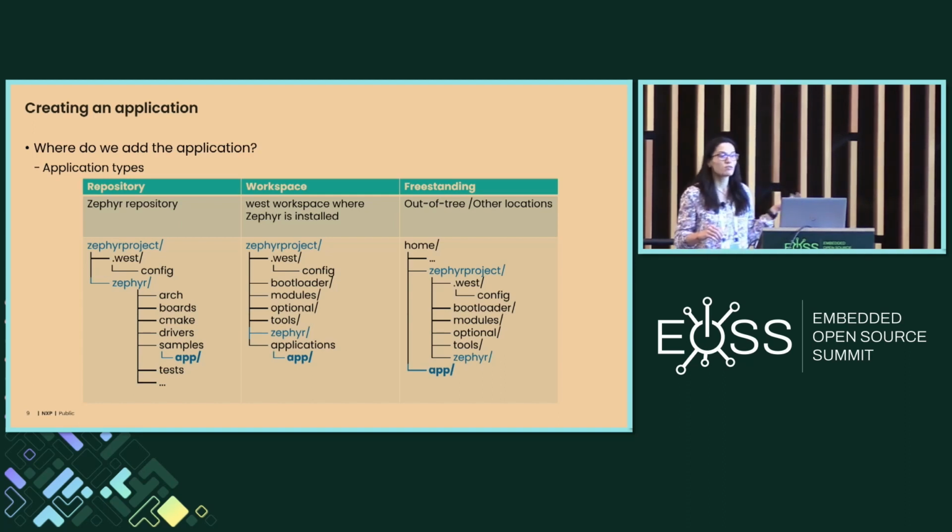On the next few slides, I'm going to show you an application I've created, and we're going to move that application from repository to a freestanding application to see what changes we have to make for these cases. We're not going to talk about workspace because it's very similar to the first one. Actually, there are no changes to make. I will explain later what changes might be possible, but it's very similar to the first one.